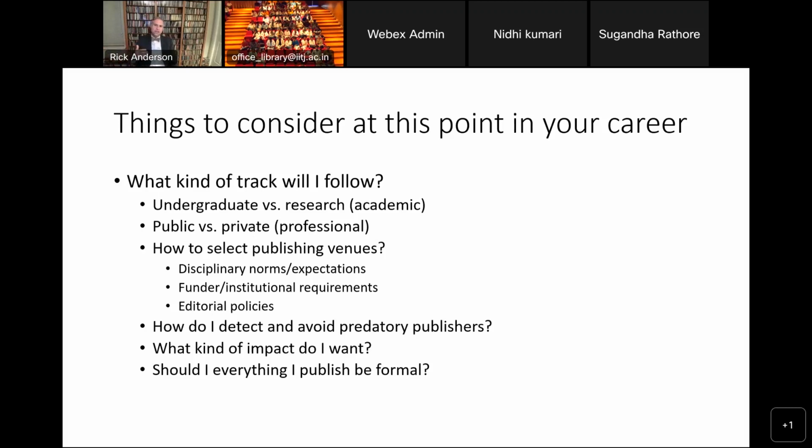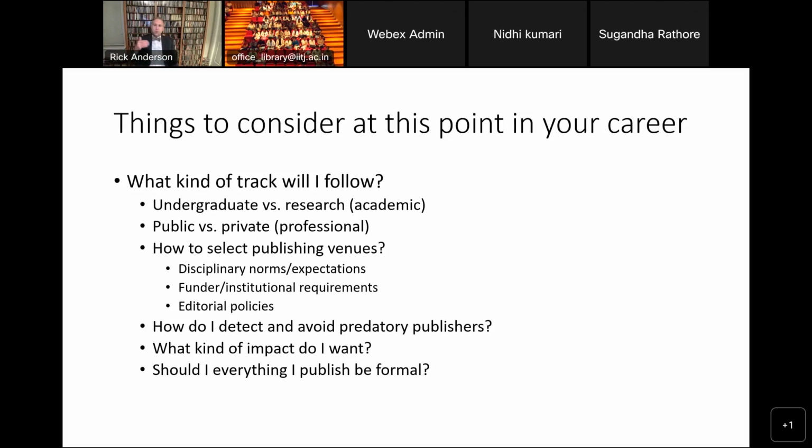He is a technical writer for a company that contracts with the military, and so I don't think that he ever anticipated by going into physics that he would be embarking on a career as a writer, but that's what he's doing. So as you think about what track your career might take, you should be thinking about, what are the ways that I'm going to end up being involved with scholarly communication?